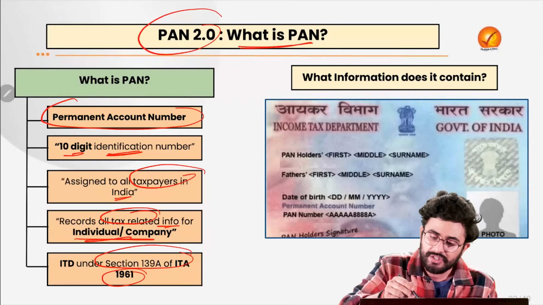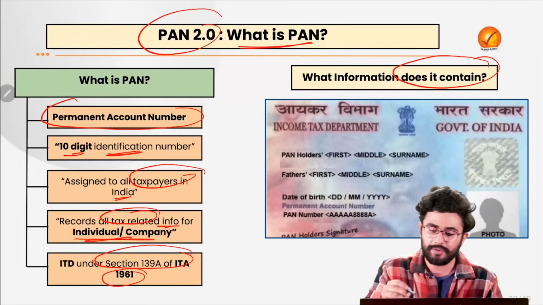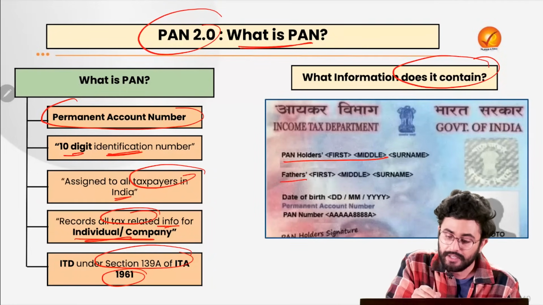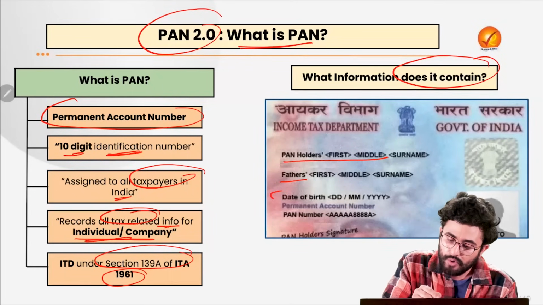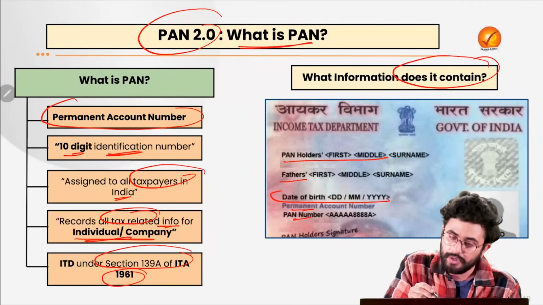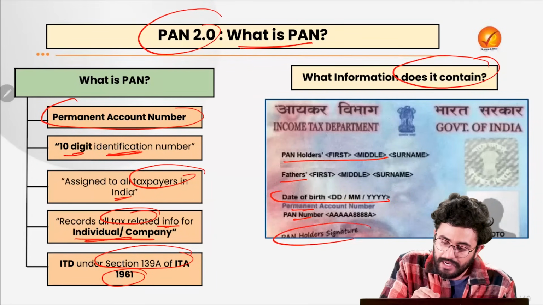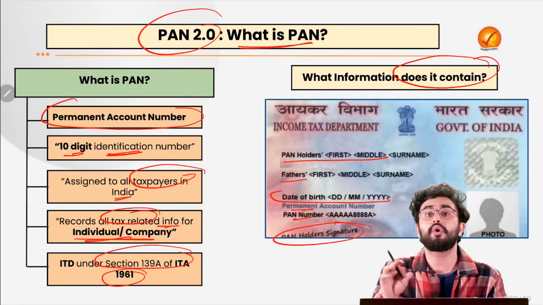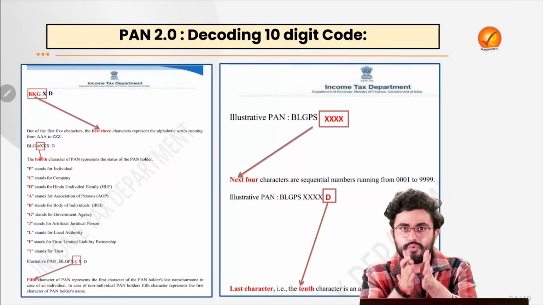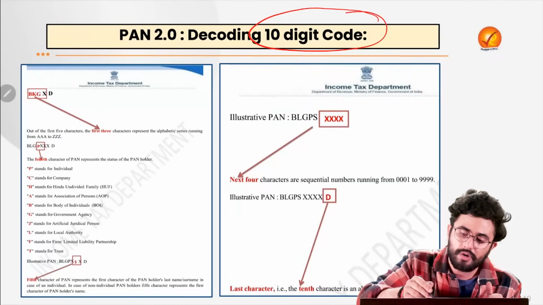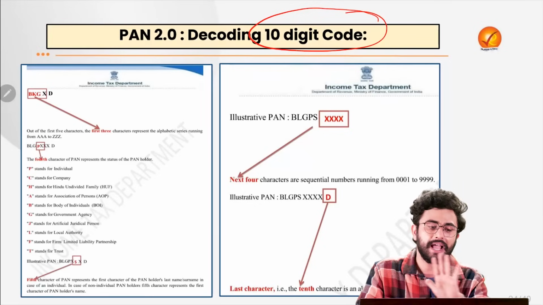What information does this PAN card contain? It basically contains your name. It contains your father's or your mother's name in the case of, let's say, a single parent. It contains your date of birth, the PAN number which we are going to decode, as well as your signature and a QR code which has been provided to you by the government. Now let's try to decode this 10-digit code which is provided to us by the Income Tax Department.